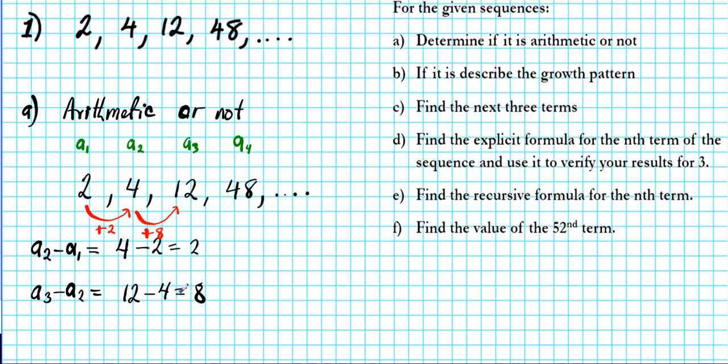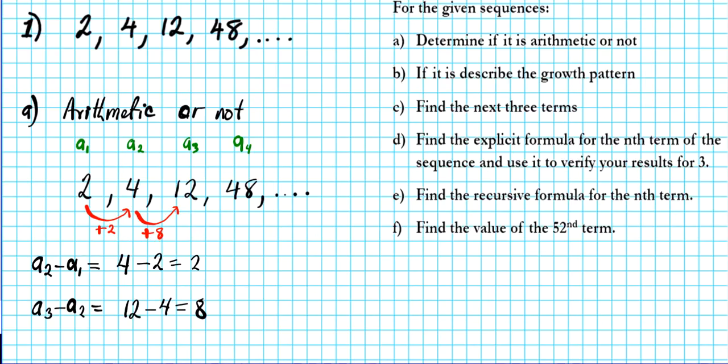Now what does this tell us automatically? It tells us that this is not an arithmetic sequence because you do not have a common difference between the first three terms. Alright, so let's go ahead and write down a statement. The given sequence is not an arithmetic sequence.